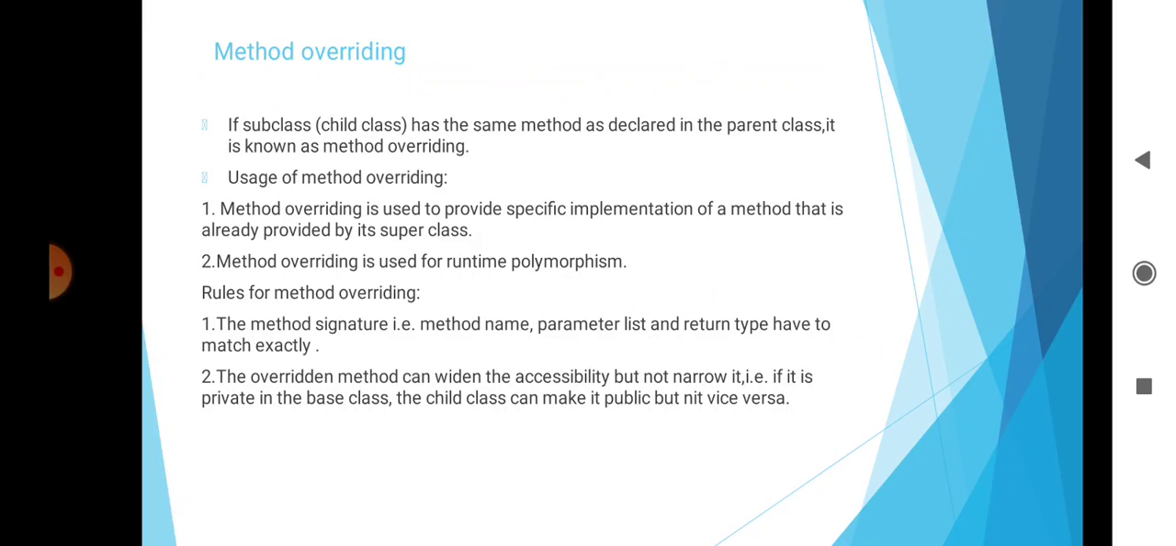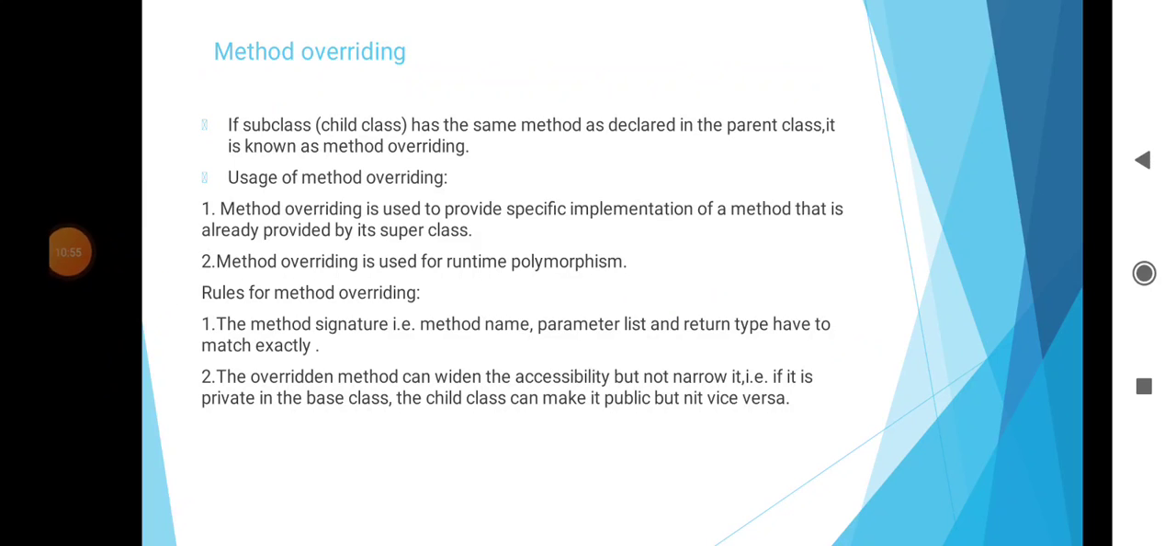Then method overriding. If a subclass, that means child class, has the same method as declared in the parent class, it is known as method overriding. Then it has some uses. Method overriding is used to provide specific implementations of a method that is already provided by its superclass. And second use is that method overriding is used for runtime polymorphism. In short, redefining a superclass method in a subclass is called method overriding in Java.